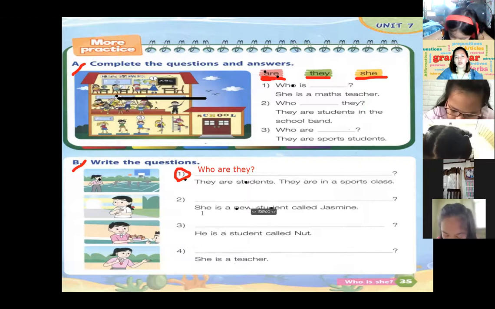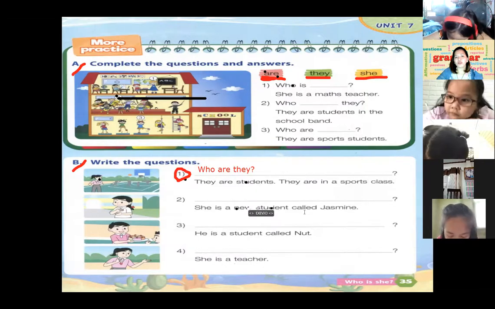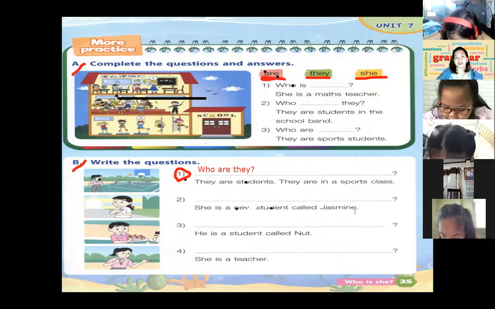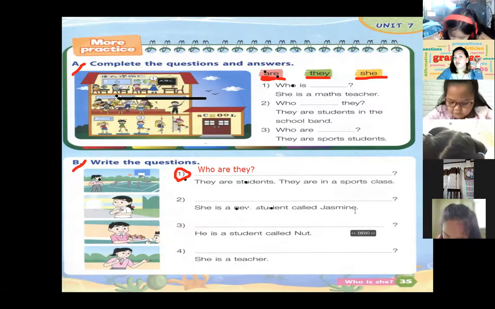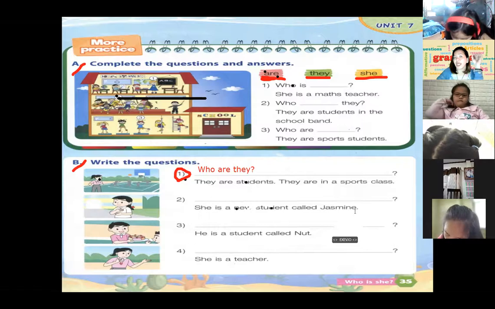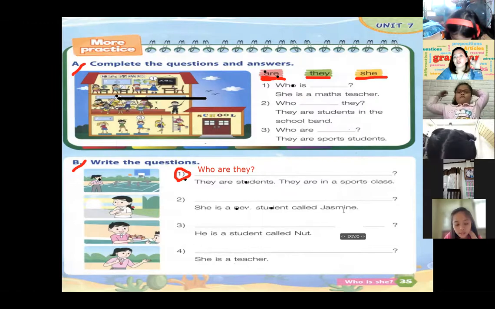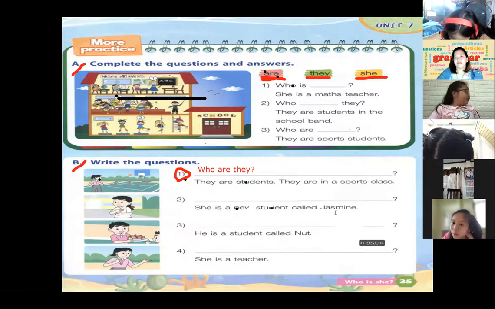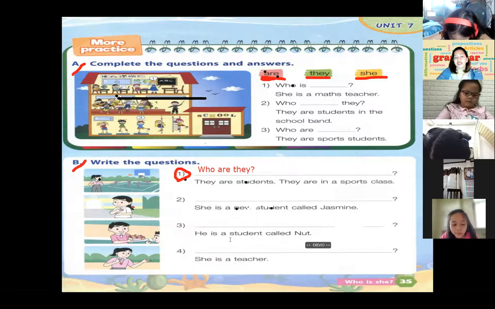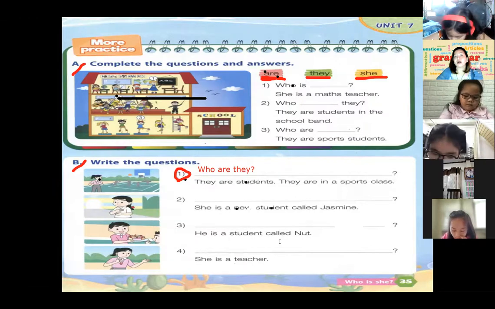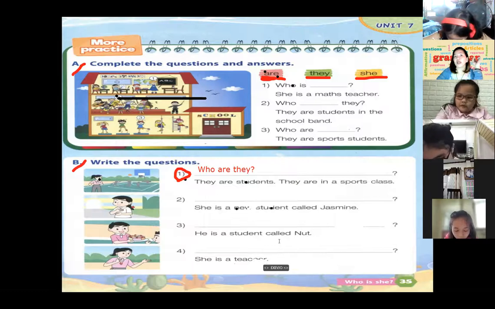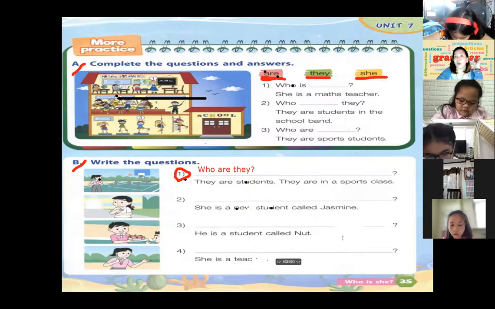Okay, in number 2, she is a new student called Jasmine. So what should be the question? It should start with who. And don't forget, Jasmine is a girl, so we use she. Number 3, he is a student called Nut. Again, the question starts with who, and Nut is a boy, so we use he.